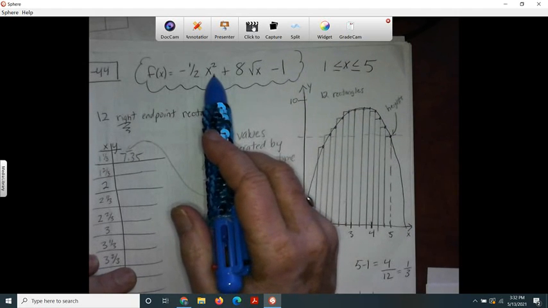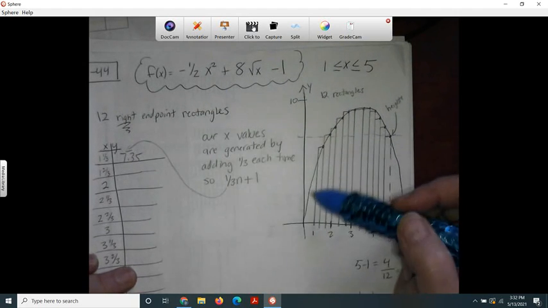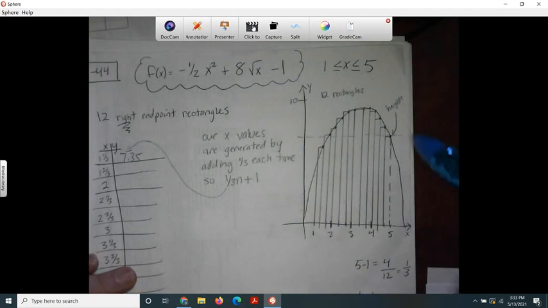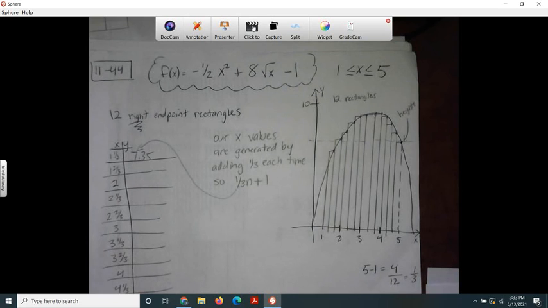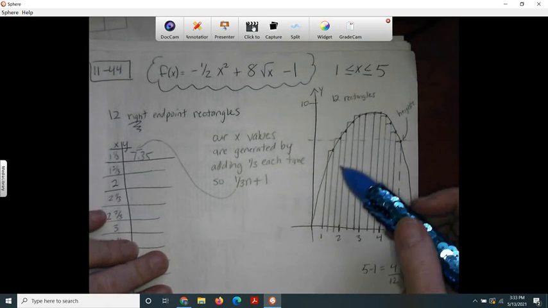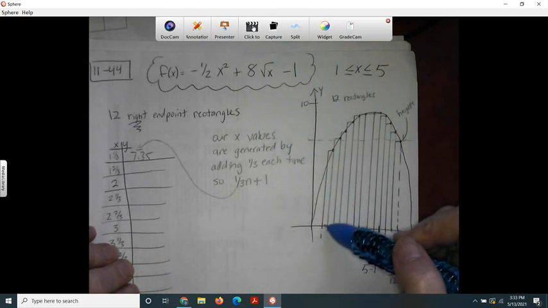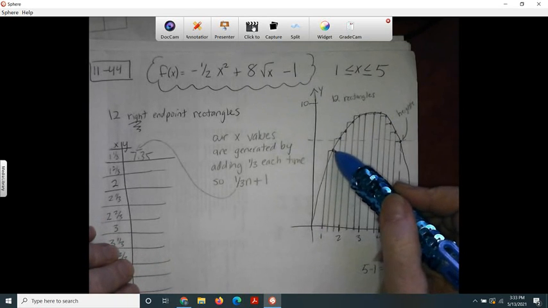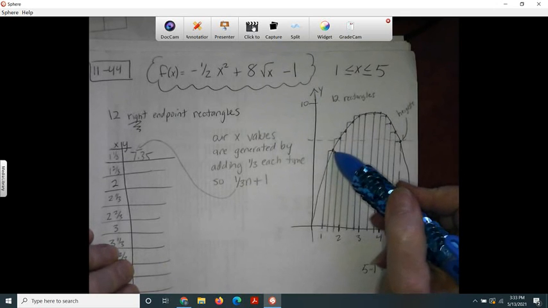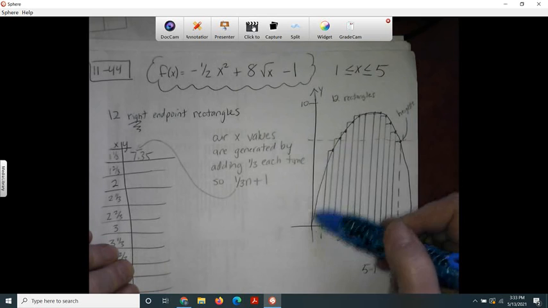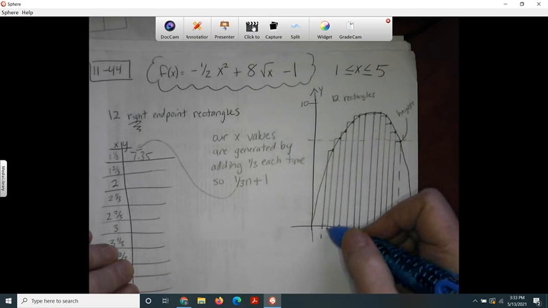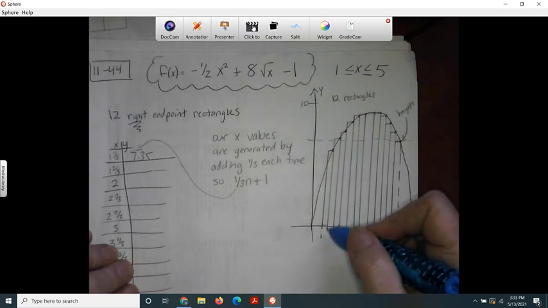But basically, it's the width or the base times the height. If I want the height of this first rectangle, well, the height is on the curve, so I would have to use this point, which is 1 plus 1/3. This is 1 1/3 right here. If I plugged 1 1/3 in to this ugly function, I would get the height of the rectangle.